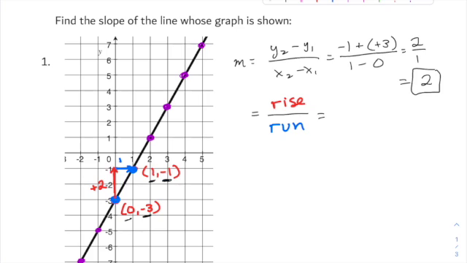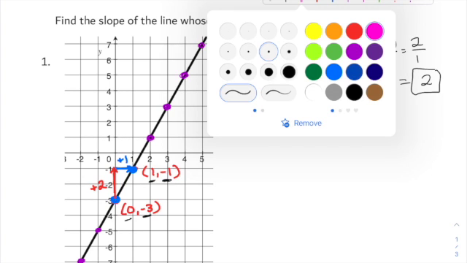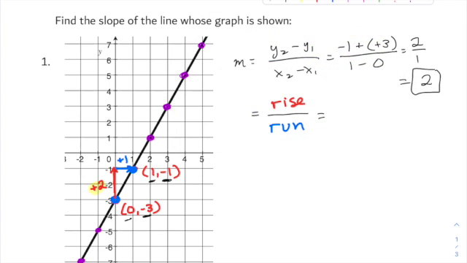And going to the right is a positive change. When you go to the right on the x-axis, you're getting bigger, so that's a change of positive 1. And that first part, positive 2, that's the amount I went up, that's my rise. The amount I went to the right, that's my run. So you could just say, hey, I went up 2 over 1. And there's the same, 2 over 1 that we got from the formula, which is, of course, equal to 2.